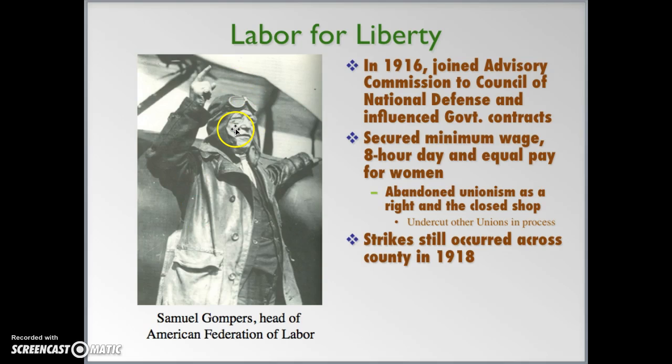Labor, here's our old friend Samuel Gompers, right? In 1916, we get the 8-hour day, we get a minimum wage, we get equal pay for women. He gives up a few things in the process, but he gets his goals of finally achieving bread and butter unionism, at least for federal contracts.